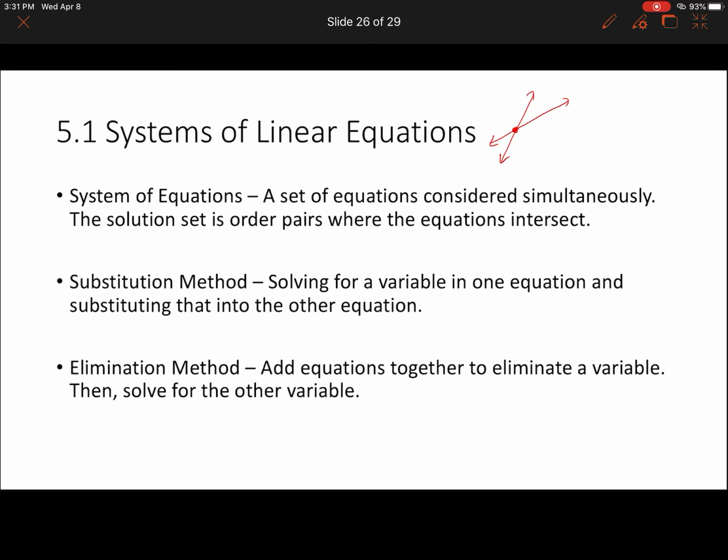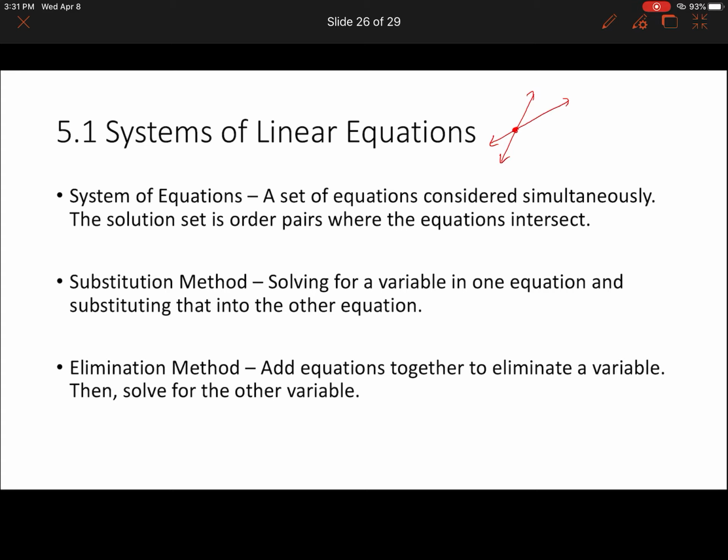And you can do a couple different methods. You can do what we call the substitution method, where you solve for a variable in one equation, put that into the other equation, solve, and then substitute again. And that can be very, very simple, but sometimes it can be kind of complicated too.